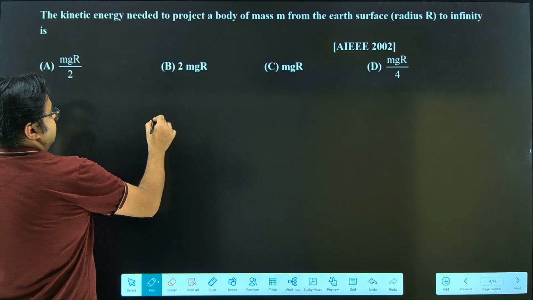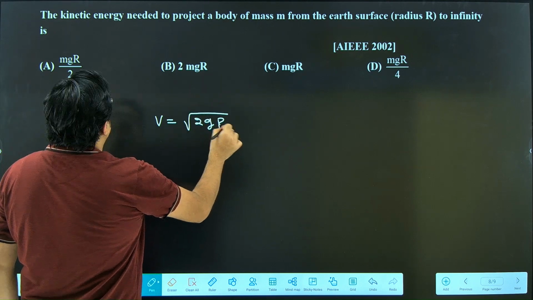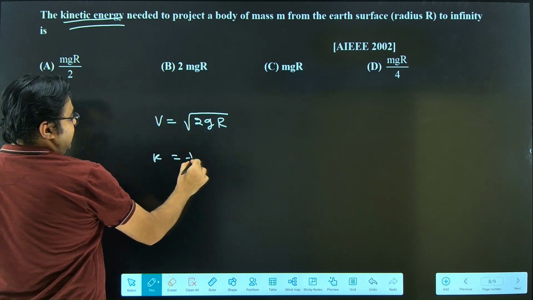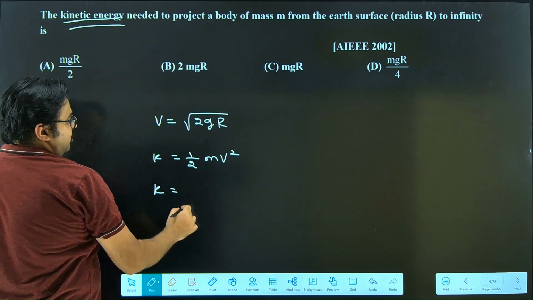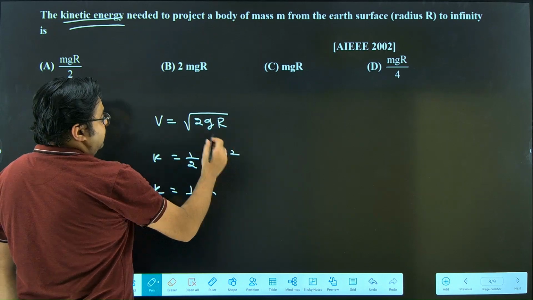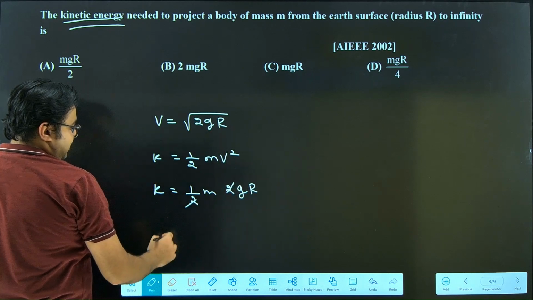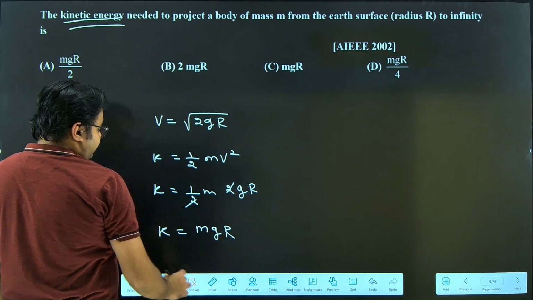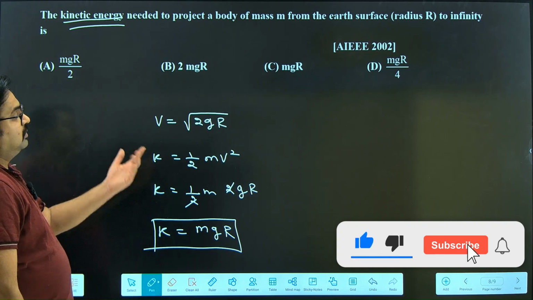Well, you know that the escape velocity is simply root of 2gR. We need to calculate the kinetic energy. The kinetic energy is simply half mv square. V is anyway there, so we have half into m into v square, which is 2 times g into R. You see, 2 and 2 will get cancelled. The kinetic energy would be m into g into R. So that is the equation for kinetic energy.